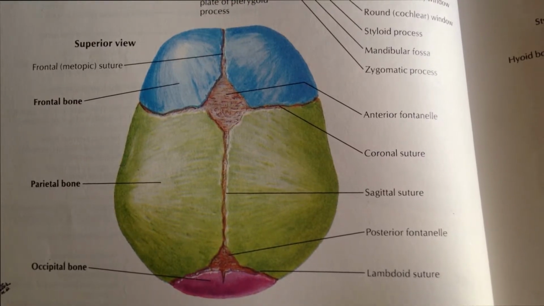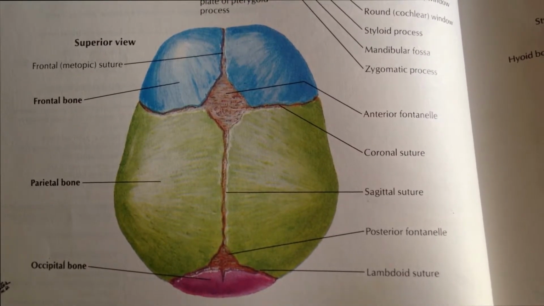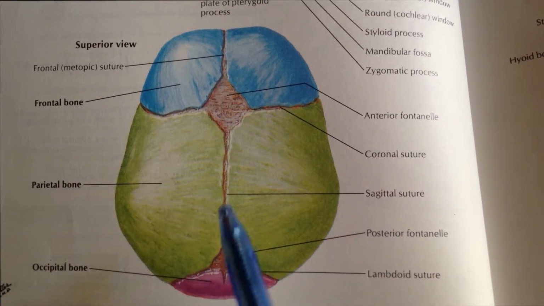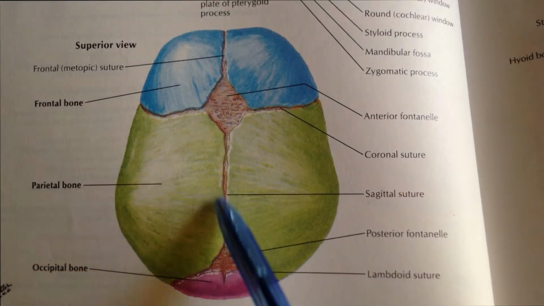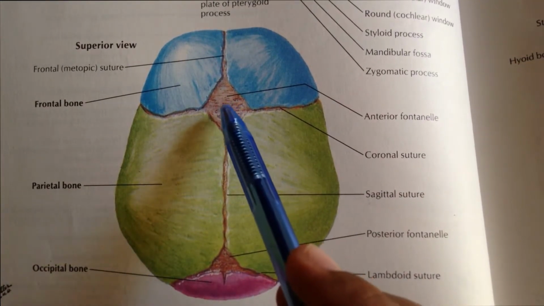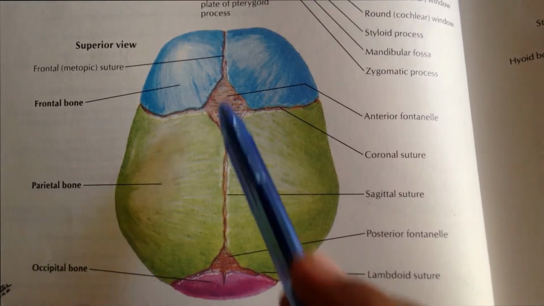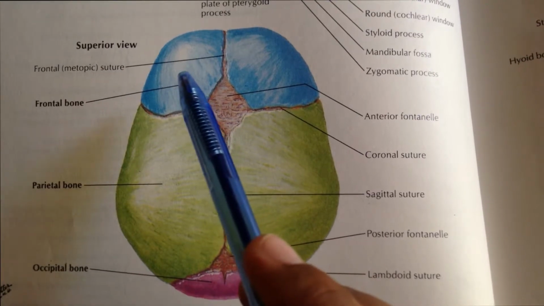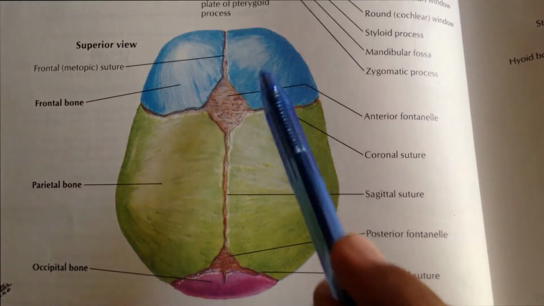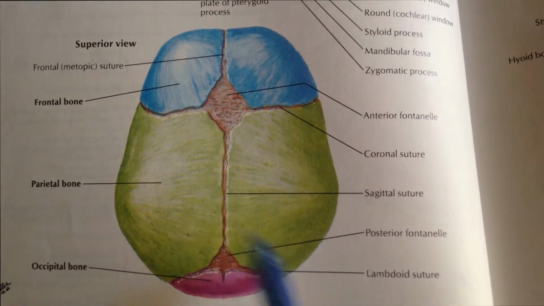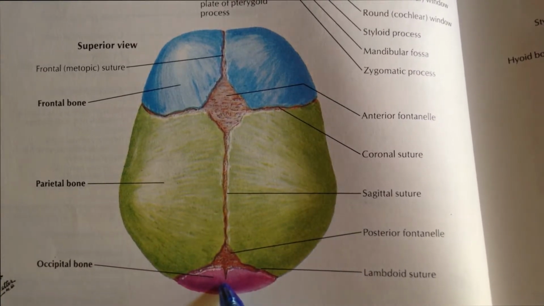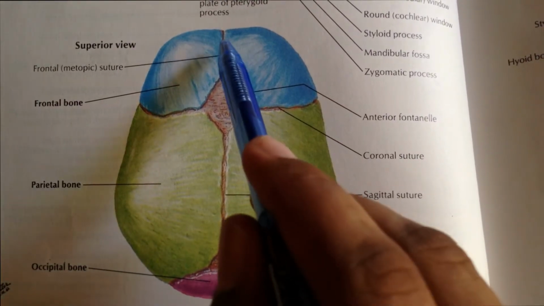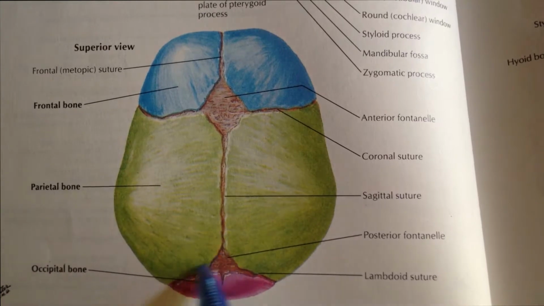Today I am going to discuss the skull of the human body, superior view. In this view there are bones, and these are lines which are sutures, and two fontanelles, the anterior fontanelle and posterior fontanelle. So in this there are two frontal bones, two parietal bones, and the bone on the posterior side is the occipital bone, and these lines are called sutures of the skull.